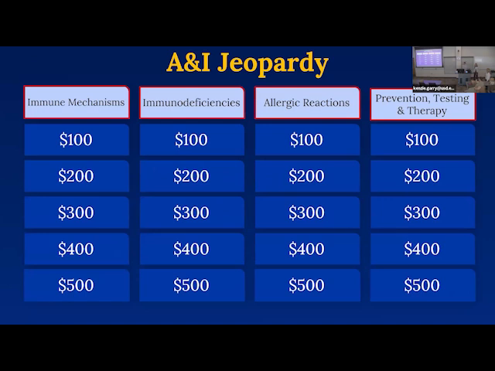Immune mechanisms 400. I think we read that one. Oh, okay. That's the one that doesn't work, sorry. That's chemotherapy. 400.